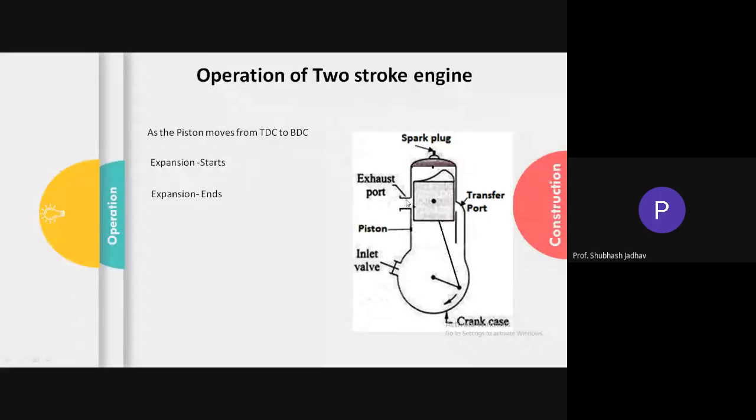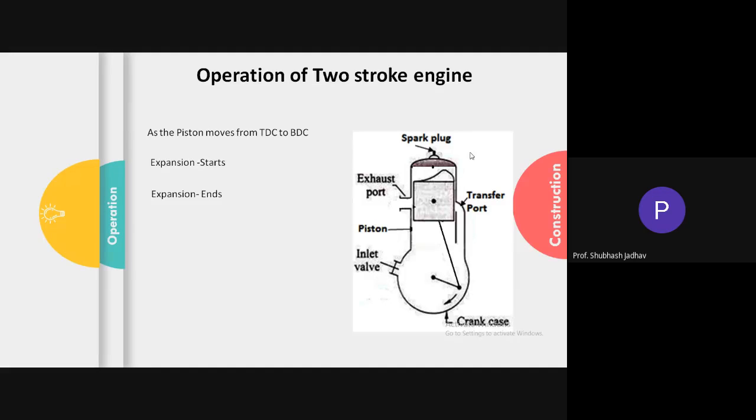Whenever it moves and uncovers the exhaust port, what happens? Expansion ends, because further expansion is not happening. Why is expansion not happening? We have already discussed that whenever there is even a small passage for the gases to flow, the gases will flow through that particular passage towards atmosphere. Now the gases inside are unable to apply the pressure on the top of the piston, and therefore we say theoretically the expansion has ended.